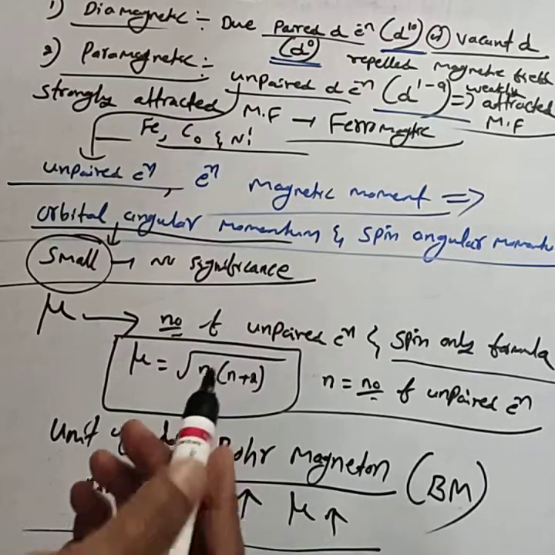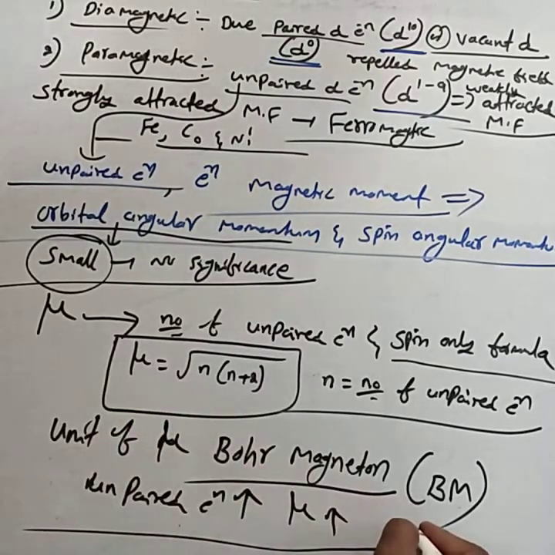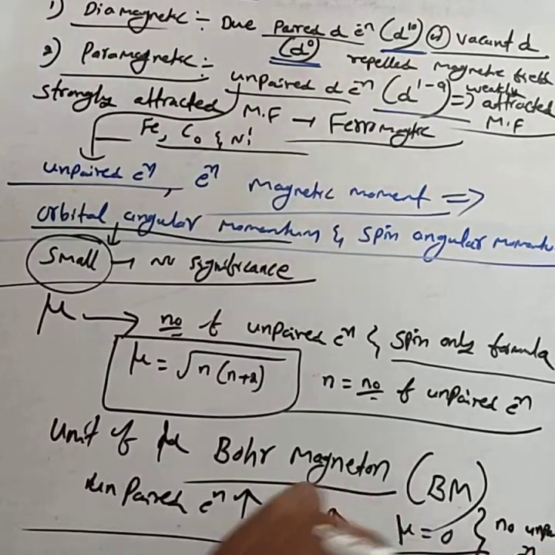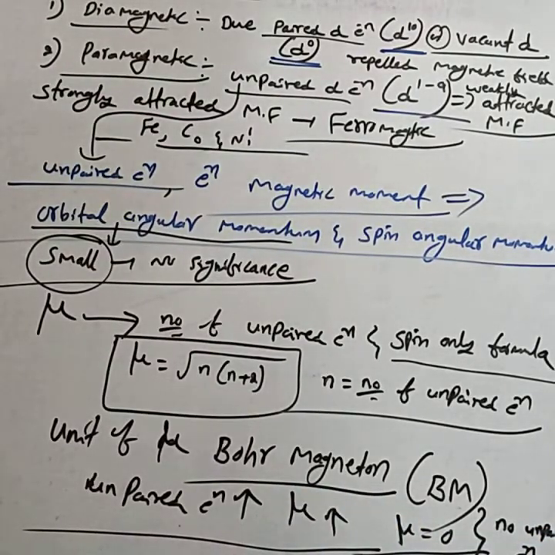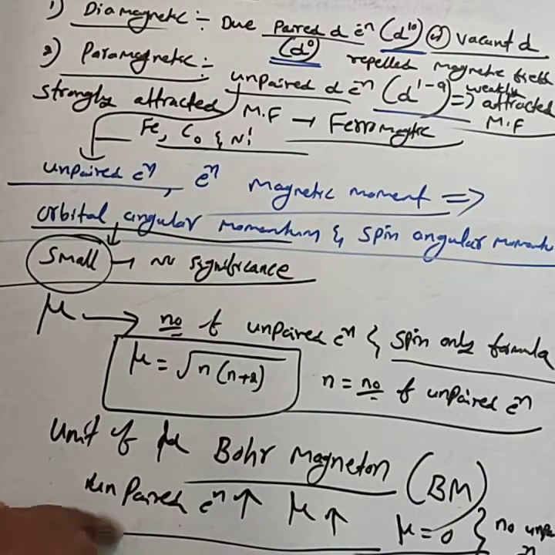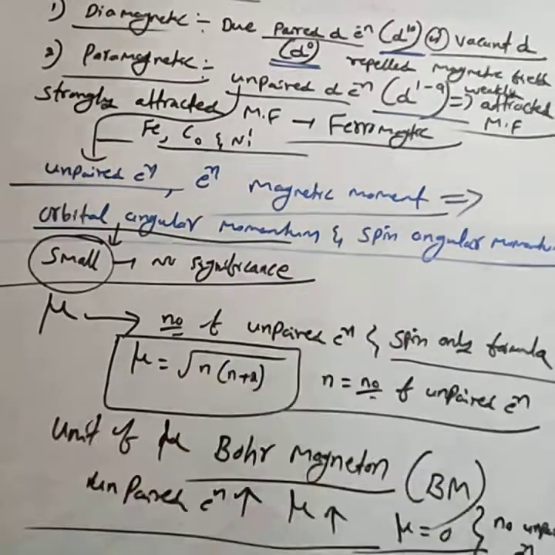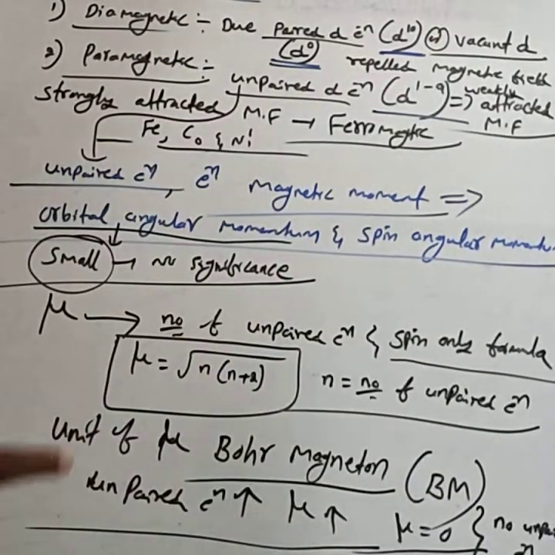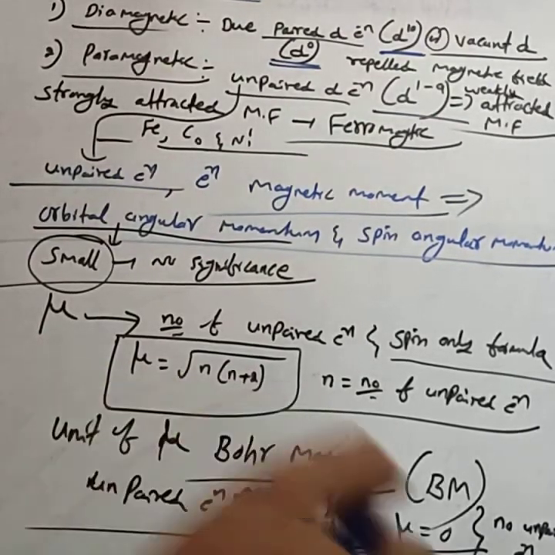If the magnetic moment of an element is 0, it indicates that it has no unpaired electrons, that is, d0 configuration. Due to the absence of unpaired electrons, its magnetic moment is 0. As the number of unpaired electrons increases, the magnetic moment also increases. By using this spin-only formula, you can calculate the magnetic moment.